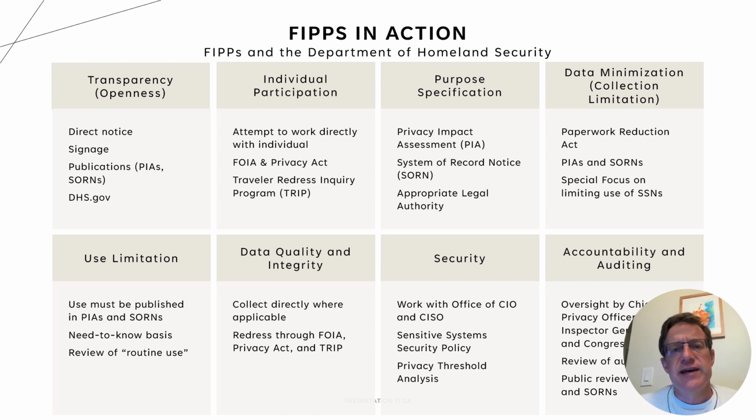Data quality and integrity may be addressed through the Freedom of Information Act and the Privacy Act and TRIP, as stated in the individual participation principle. The department works directly with the Office of Chief Information Officer and Chief Information Security Officer of the U.S. to implement data security. They relate they have a specific sensitive systems security policy that their data systems must adhere to, and systems undergo a privacy threshold analysis on a routine basis.